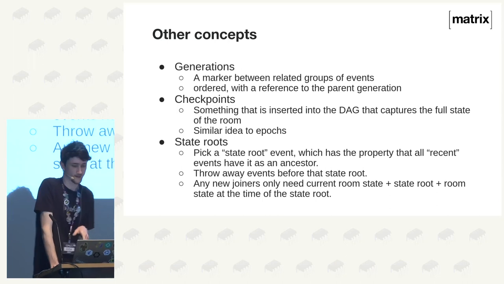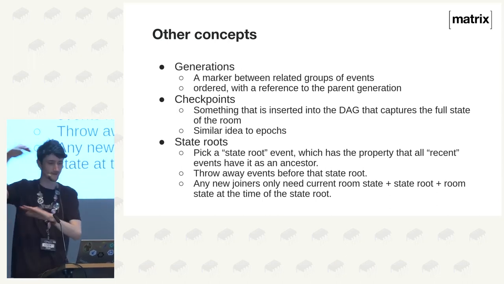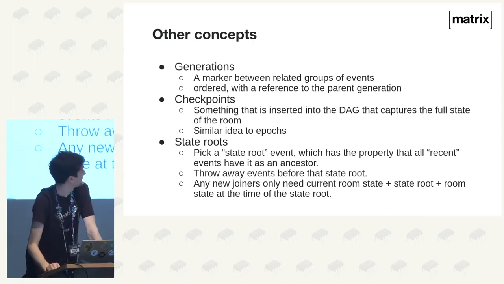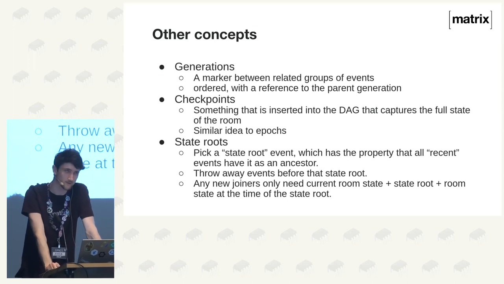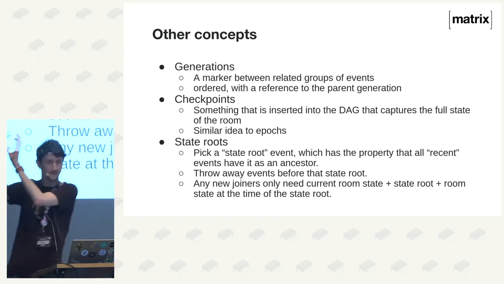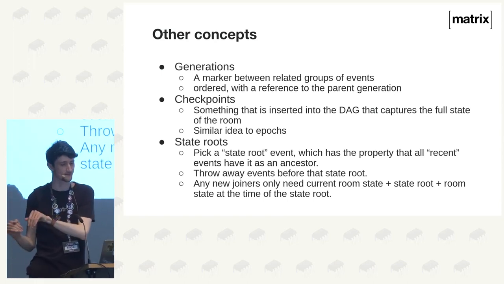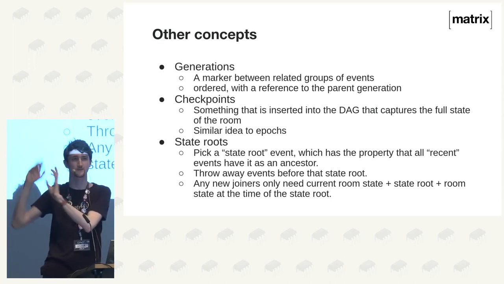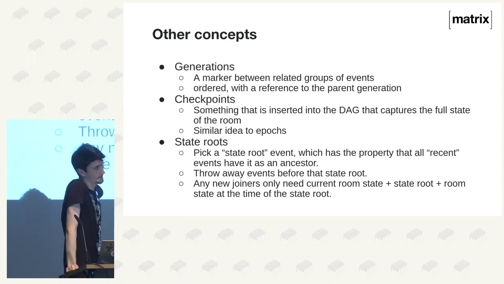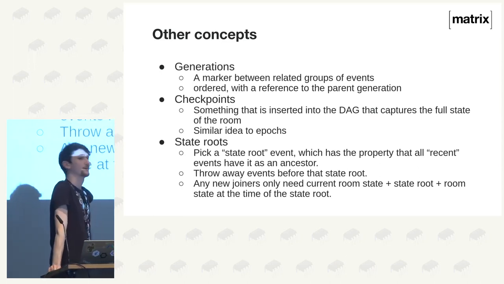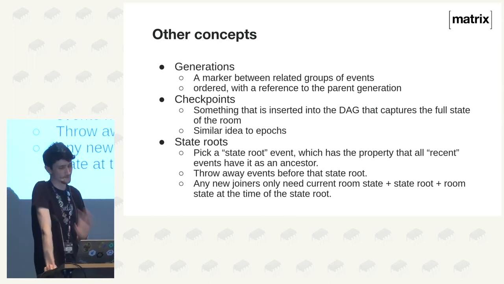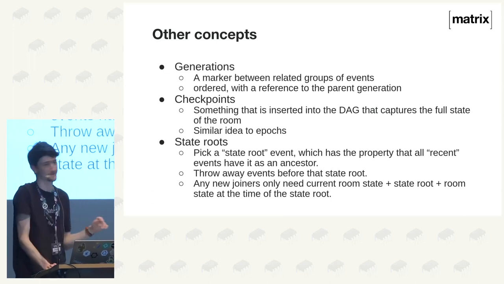There were some other concepts. There was something called generations, which would link together different related groups of state events, and they would link back to a parent and then its parent. You'd have checkpoints, but those are pretty similar to epochs. And then you would have state roots, which was basically the common ancestor of all of the recent state events. You would deduce that. And then with that, servers would only need to know the state root and the current state event, and the room state at the state root to get a complete picture of the state. So you're kind of cutting out some of the state, but not a lot. And again, there's a lot of edge cases.